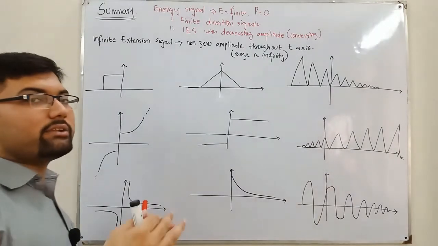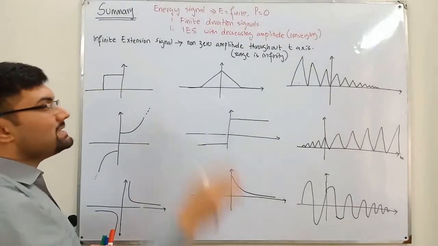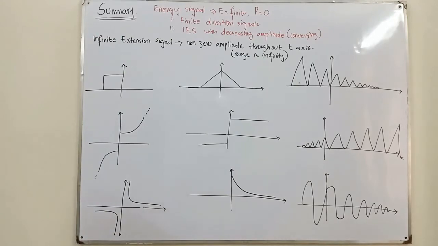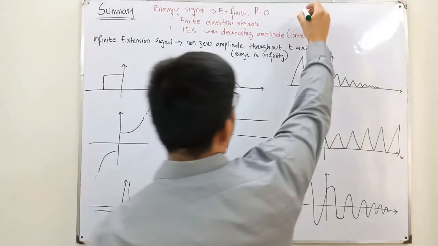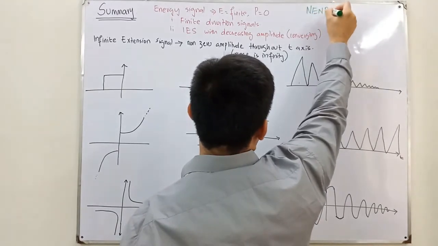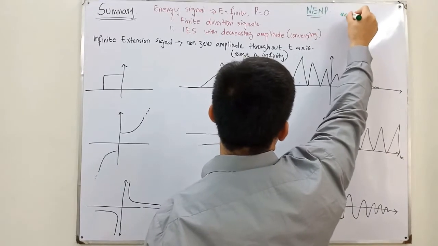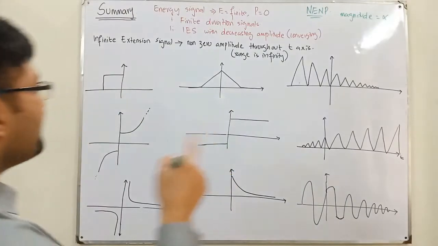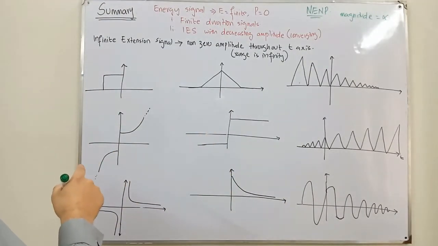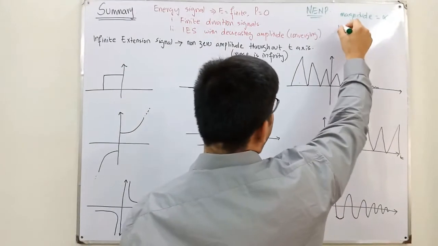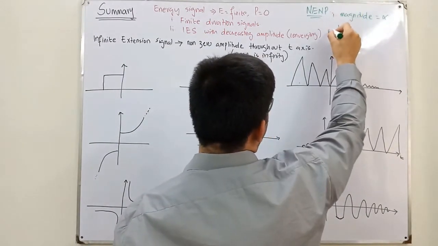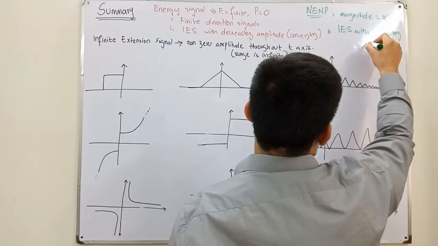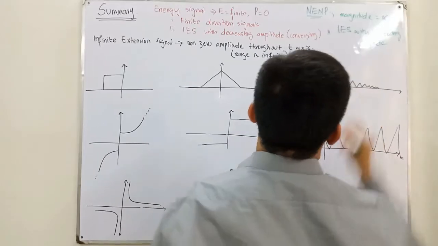Now if you have an infinite extension signal with decreasing amplitude, which means it is converging at some point, so that is an energy signal. Similarly, for neither energy nor power signal, you have the magnitude equal to infinity at any particular point. Magnitude is infinity. And similarly, you have infinite extension signals with increasing amplitude. This was the first point. This is the second. So this is for neither energy nor power signal.